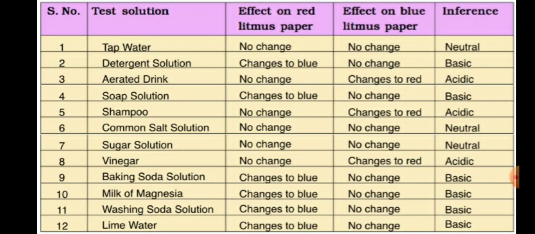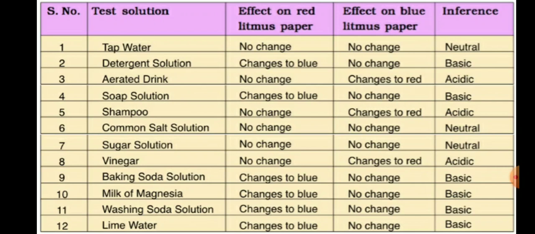Now detergent solution. Effect on red litmus, it turns to blue, and effect on blue litmus paper, there is no change. So the inference is that it is a basic solution. Very important. Aerated drinks. Effect on red litmus paper, no change. Effect on blue litmus paper, it changes to red. So it is acidic, because I told you acid turns blue litmus to red.